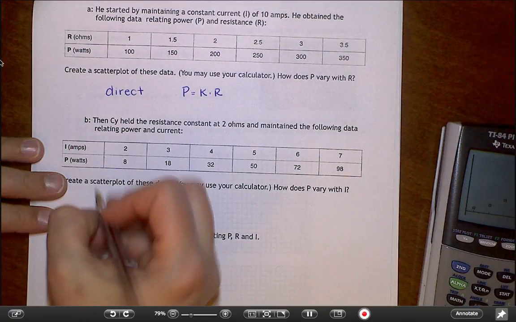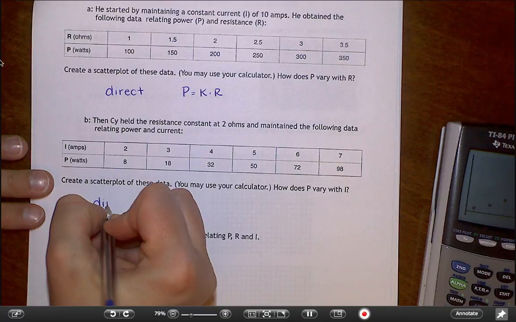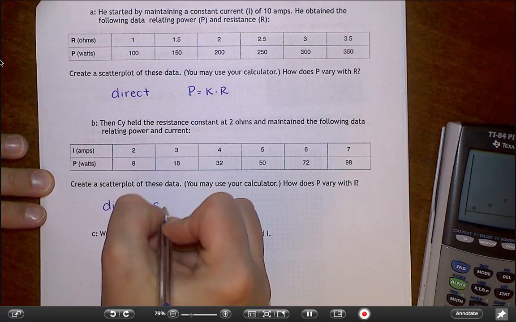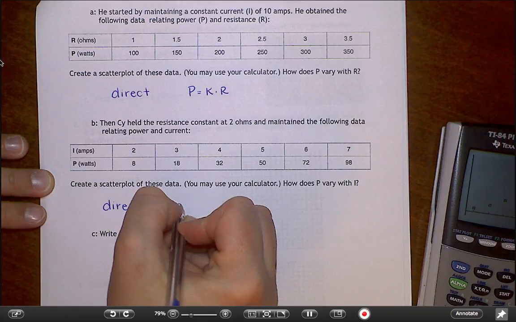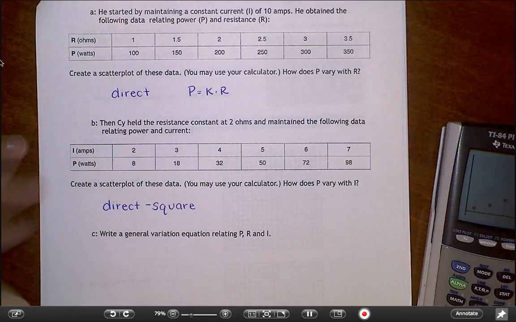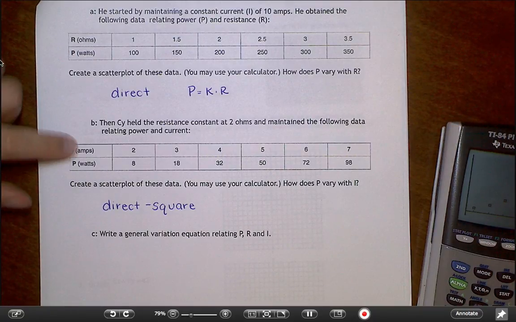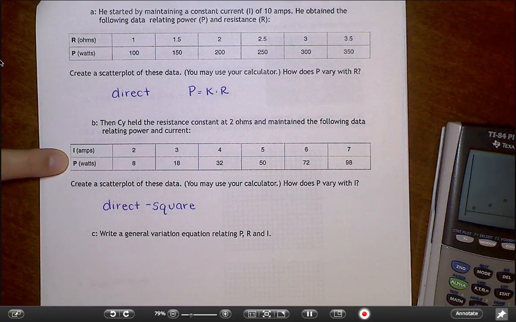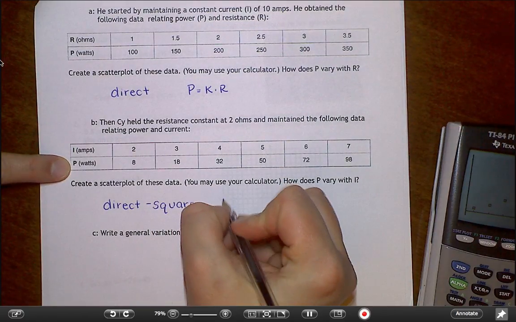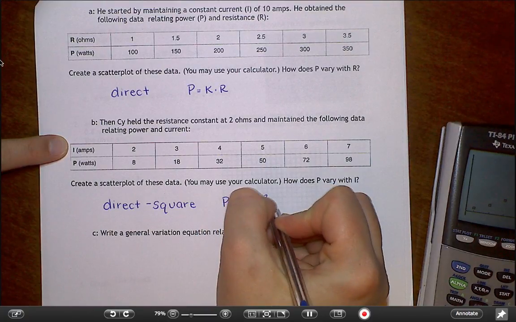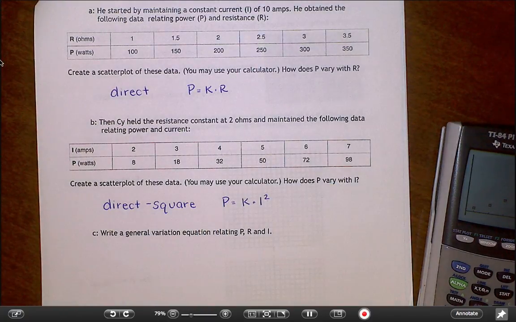That's still considered to be direct variation, but it's direct square variation. So we could say that it varies with the square of the amps, or the current, I guess I should say. So if I were to write this in an equation using direct square variation, it would look like this: P equals K times I squared. The square is how we get it to form that parabola shape.